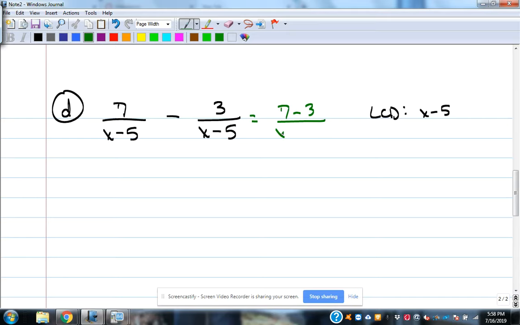7 minus 3 over x minus 5, and I know 7 minus 3 is 4. And I'm left with that as a final answer. I didn't have to do anything to get a common denominator on that one. So it was a little easier. Okay.